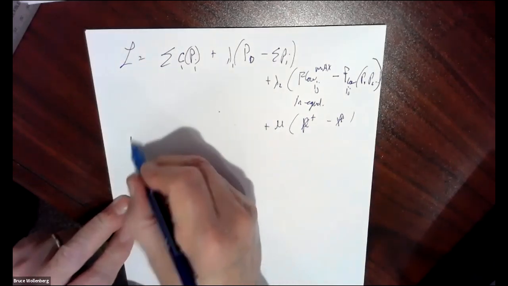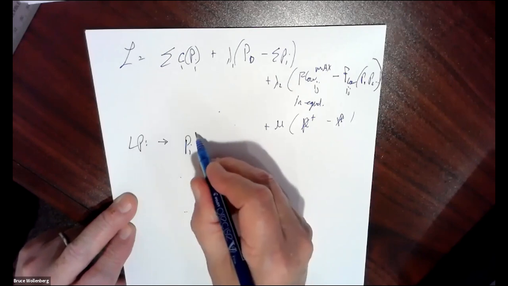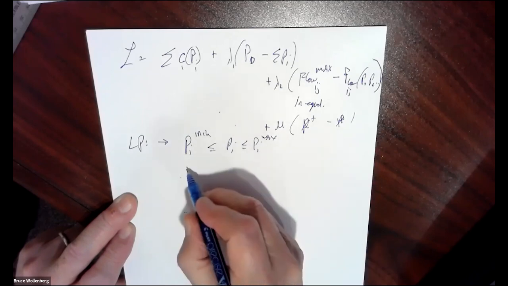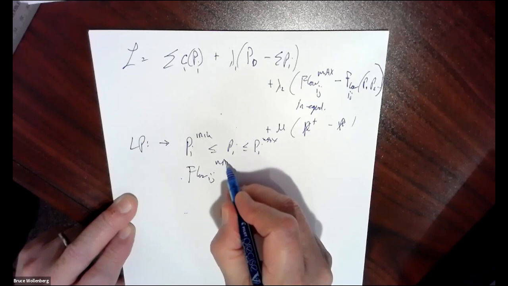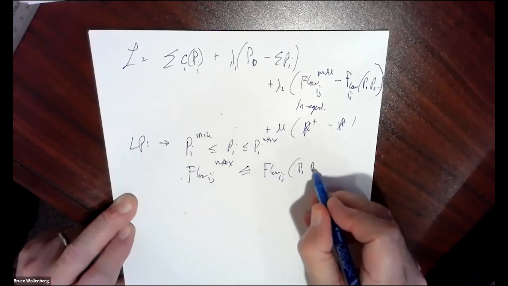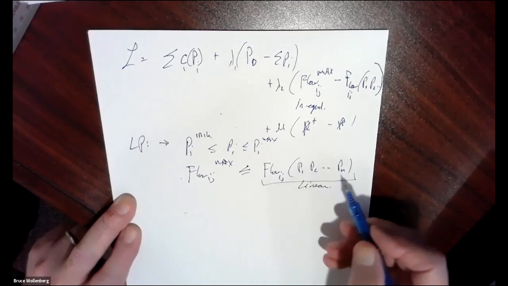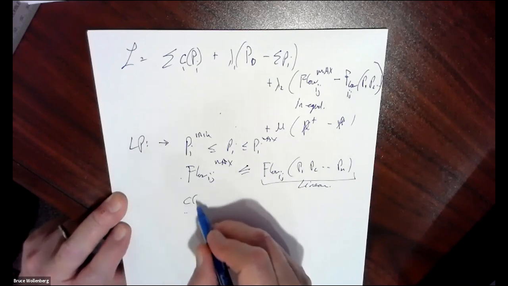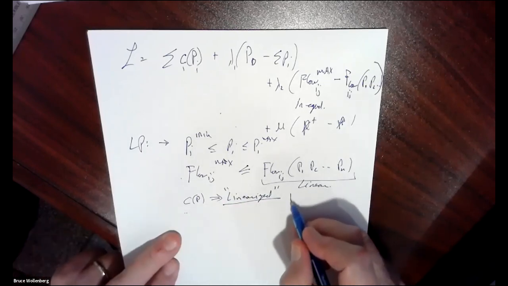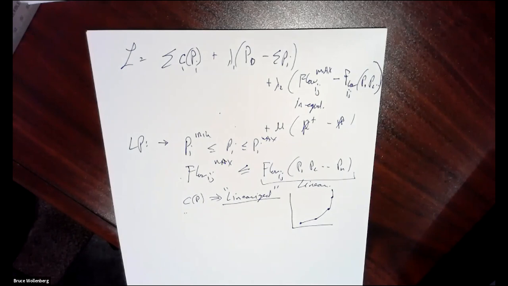Whereas in LP, everything is straightforward. The Pi min is less than or equal to Pi, less than or equal to Pi max, and flow ij max is less than or equal to flow ij as a function of P1, P2 up to PN. These are easy, especially because this function tends to be a linear function. What's difficult then is that the C of P has to be linearized in some way. And the one that I told you about was where you tend to just do it with a series of small line segments.